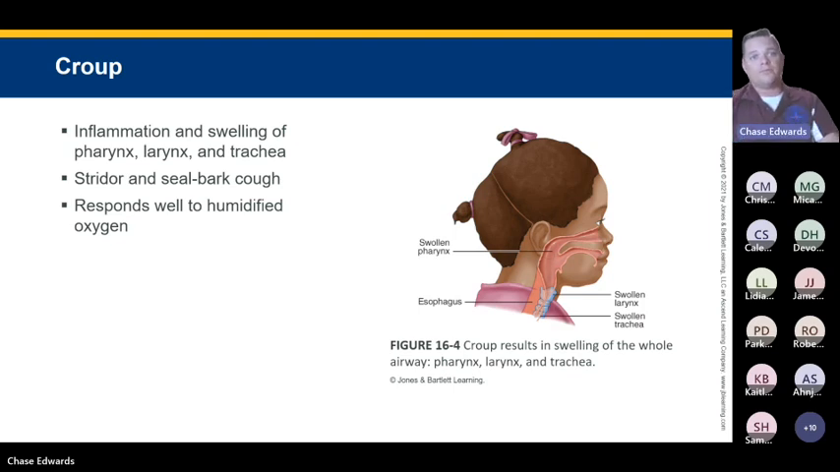All right, so croup, our youngins. Inflammation and swelling of the pharynx, larynx, and trachea. Typically, it's seen in children between the ages of 6 months and 3 years. Some of the hallmark signs of croup are going to be stridor and a seal bark cough. All right, we'll hear it. It's really terrible sounding. I get the same cough if I laugh too hard.